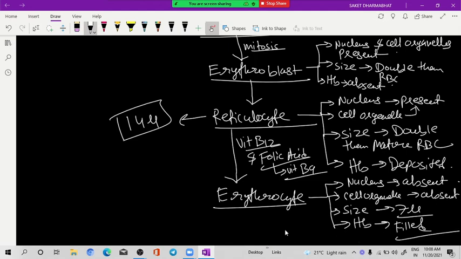So tell me, suppose if vitamin B12 is not absorbed into your blood, then will this reticulocyte, whose size is 14 micron, convert into erythrocyte? No, sir. Okay. So that's why big size RBCs are forming, and that is destroyed by the spleen. Understood the process of RBC formation?